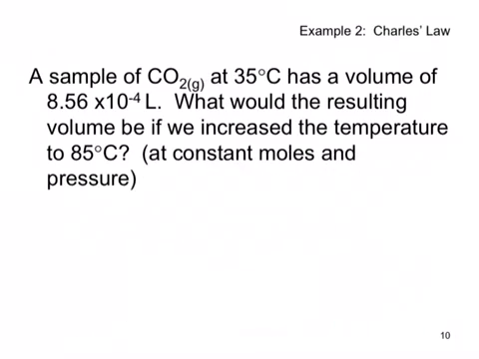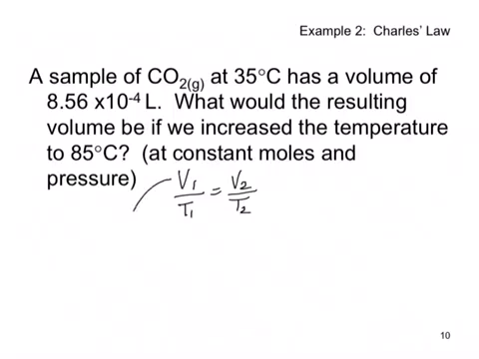Now, let's see if we can actually put things in perspective and work on this problem. The question here is, a sample of CO2 at 35 degrees Celsius has a volume of 8.56 times 10 to the negative 4 liters. What would the resultant volume be if we increase the temperature to 85 degrees Celsius when moles and pressure are constant? So we know from Charles' law that V1 over T1 is equal to V2 over T2. Let's see what kind of information we have.